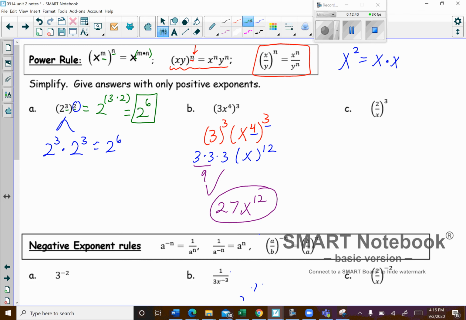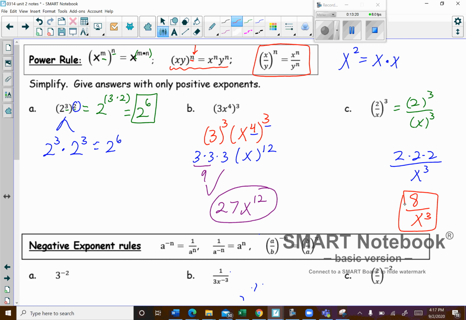Okay, let's look at C now. I have 2 over x raised to a power of 3. So I'm going to raise both of those to a power of 3. On top, I have 2 times 2 times 2. And on bottom, I have the same thing, x times x times x, but we'll just leave it as x cubed. 2 times 2 is 4, 4 times 2 is 8. So I end up with 8 over x to the power of 3.